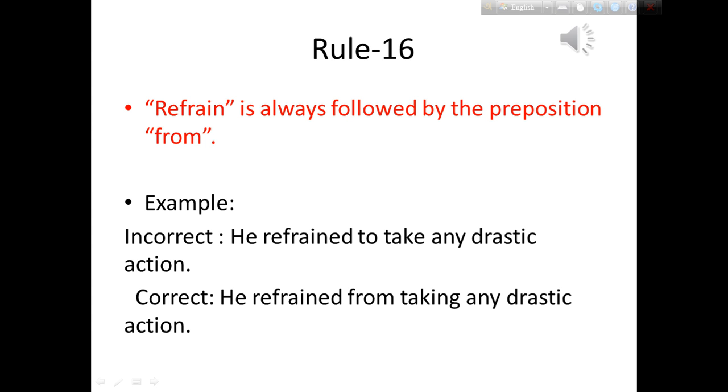Let's see the example. The given sentence is he refrained to take any drastic action. So we cannot use the preposition to because refrain will always be followed by the preposition from. So the correct sentence will be he refrained from taking any drastic action.